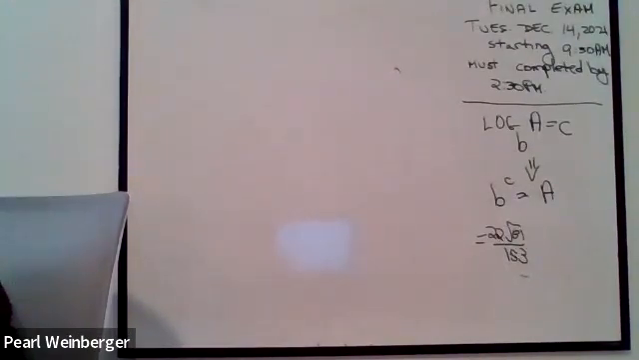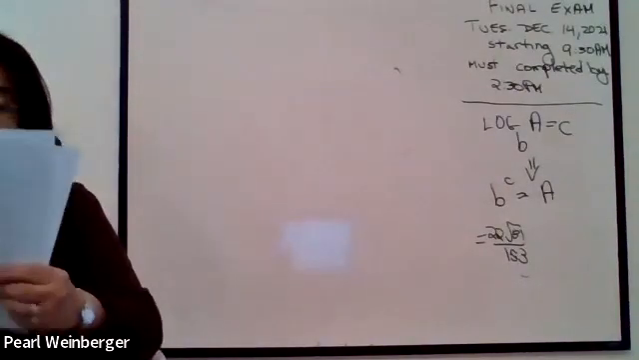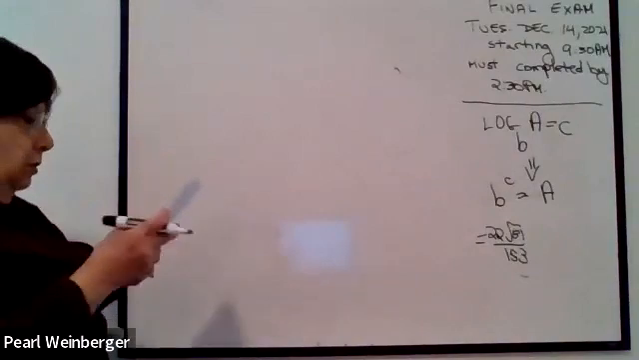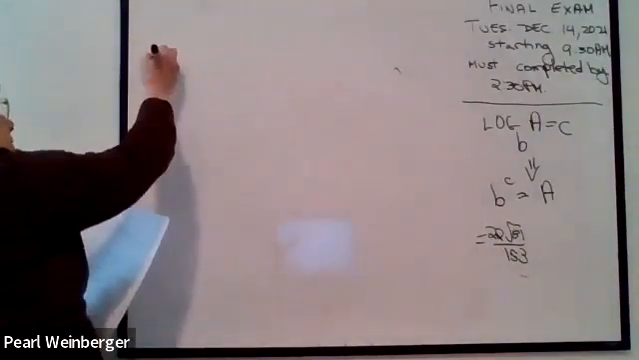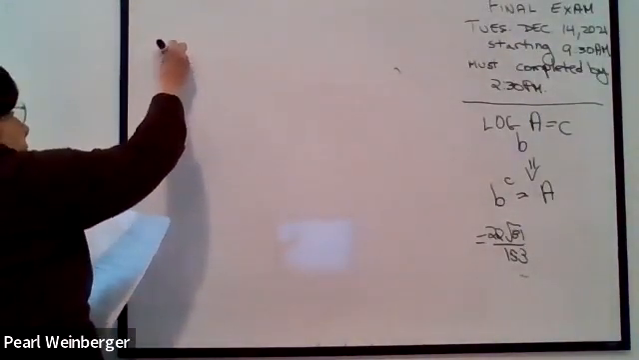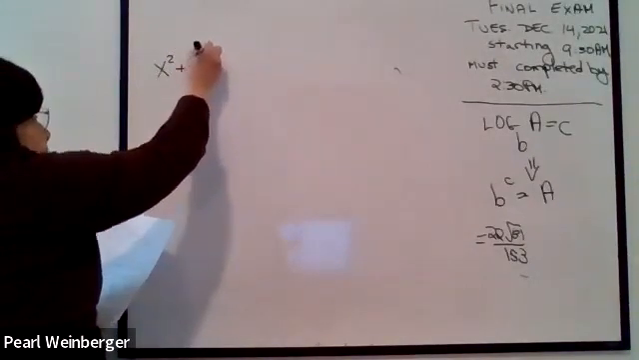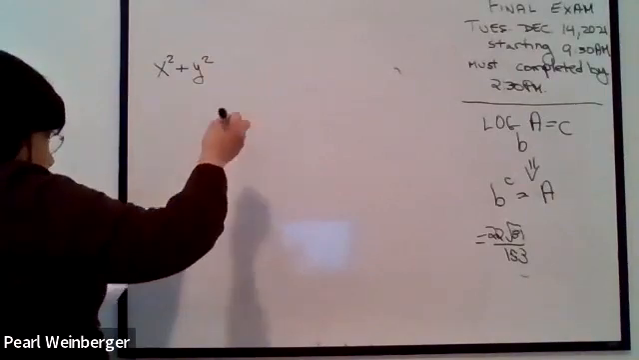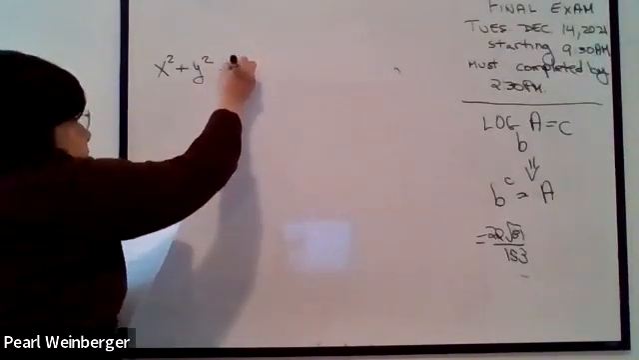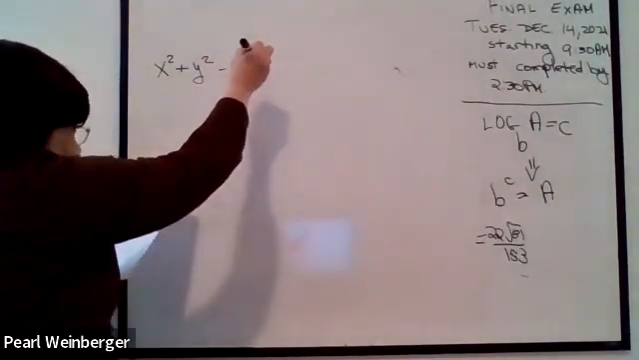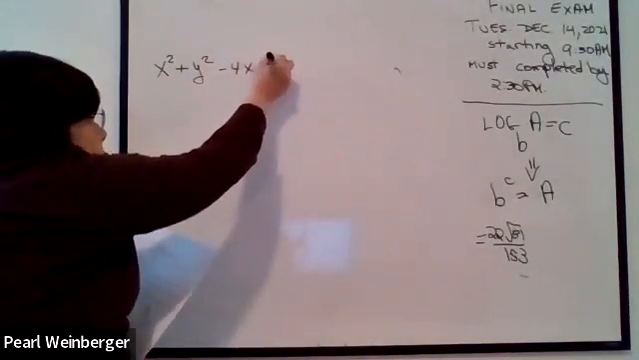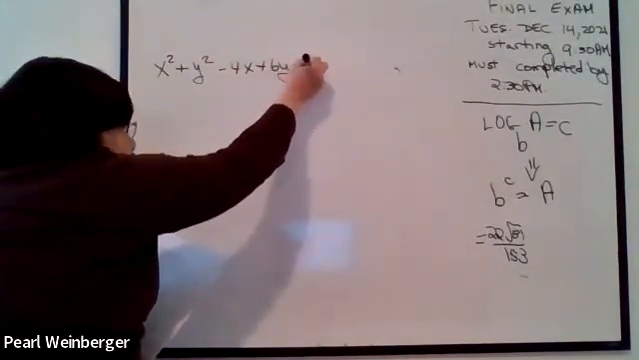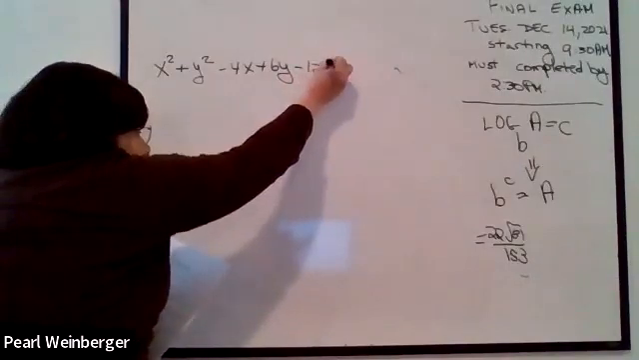So what if I gave you a question that looks like this? I have a circle whose equation is x squared plus y squared minus 4x plus 6y minus 12 equals 0.